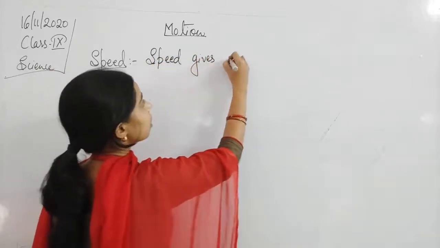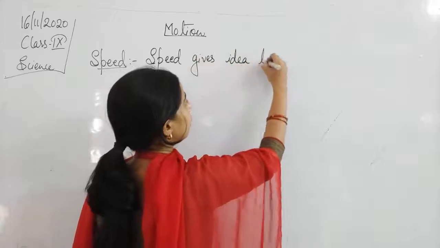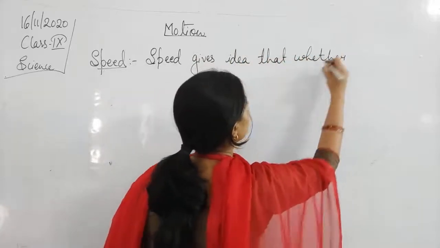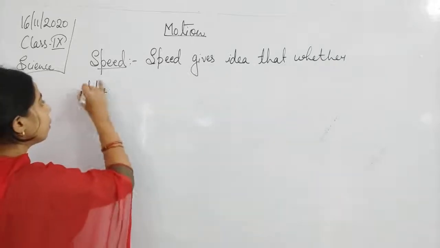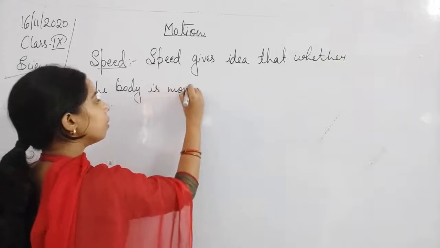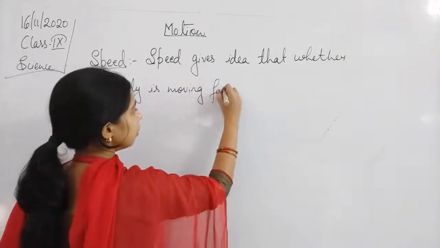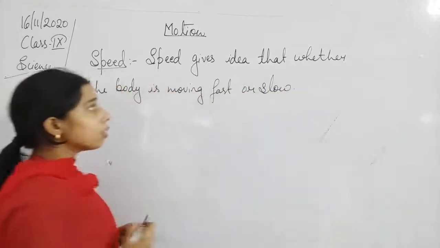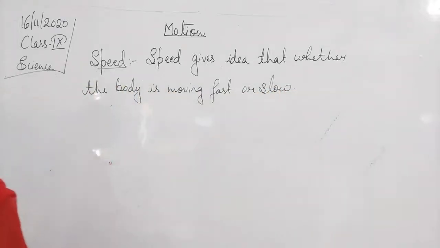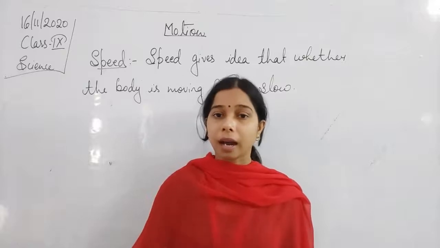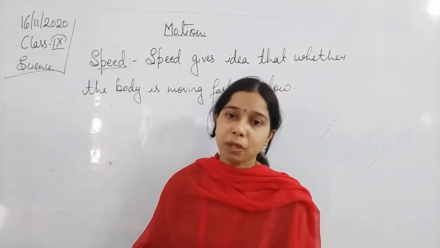whether the body is moving fast or slow. So whether that particular object is moving fast or slow, by this, students, we get the idea of the speed of the person.